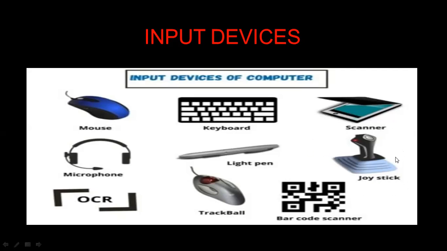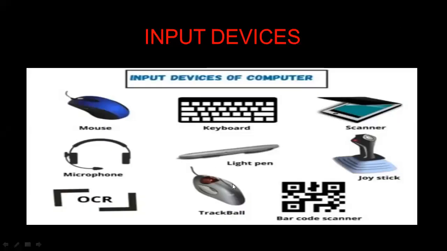Joystick: when you are playing PlayStation, you use a joystick to move your character inside the game. That is also an input device. Okay, then we have a trackball. What does the trackball do? It is also like a joystick. With the help of this, we can track different things inside the computer.